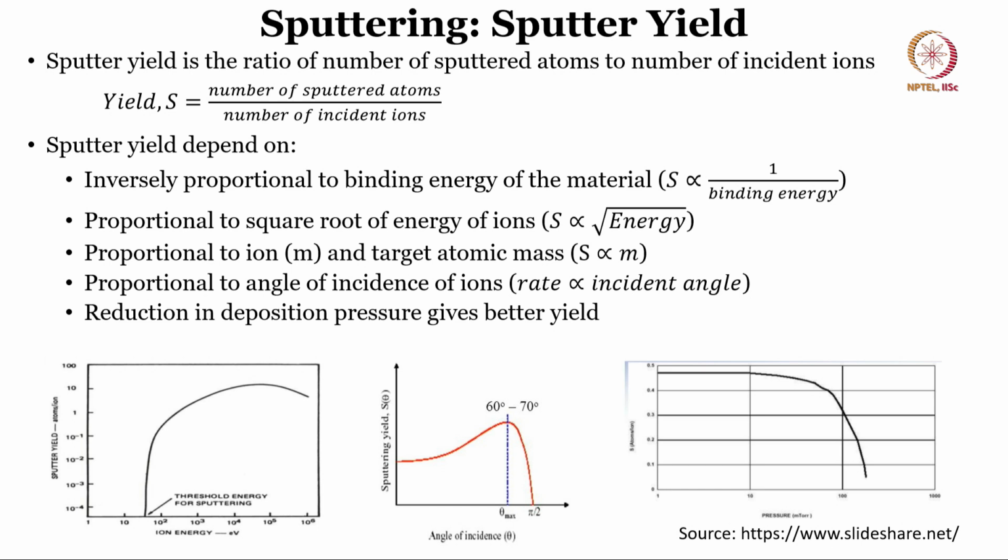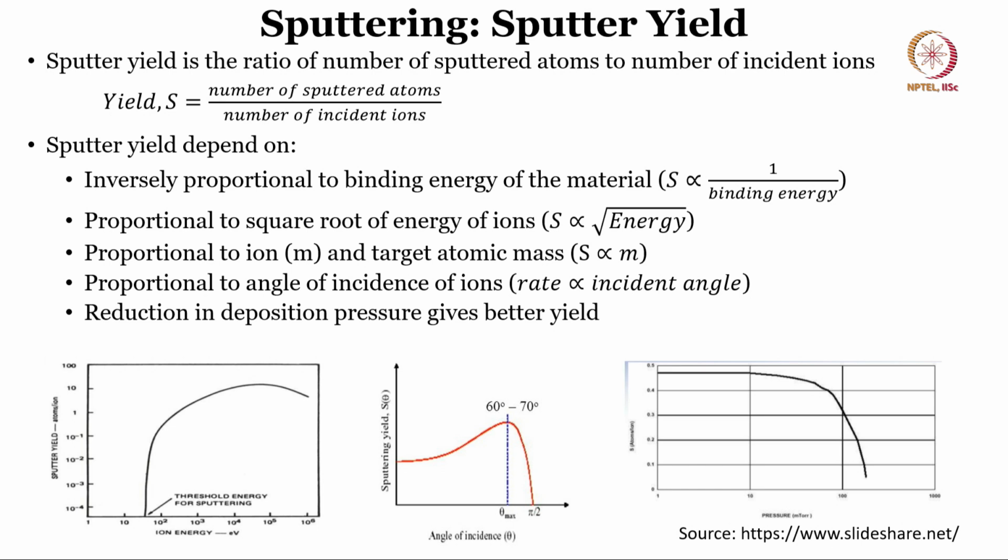Now, we also have to understand the yield of a particular technique. Sputtering yield is given by the number of sputtered atoms to the number of incident ions. How many ions are hitting the source material or the target material, and how many atoms are dislodged from the target material, so that they get deposited onto the substrate. That is the yield of the sputtering. Sputtering yield also depends on several things.